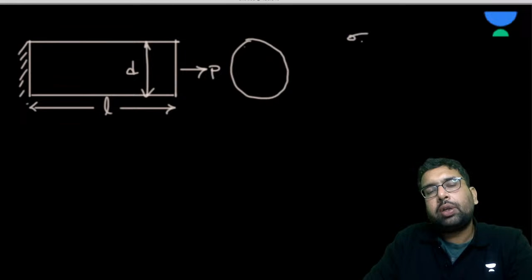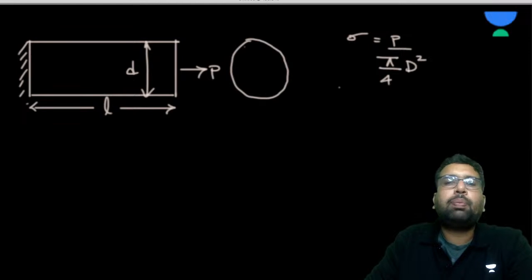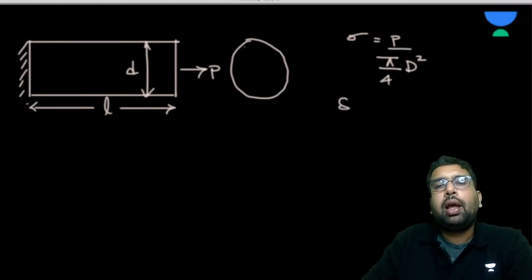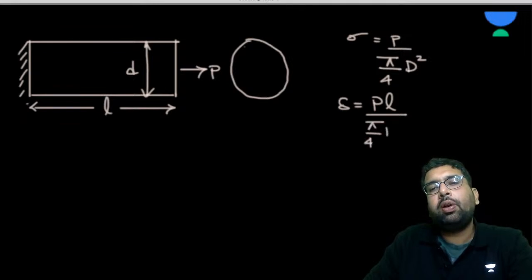So let's suppose D is the diameter. What is going to be the normal stress? It is going to be force upon area. Area, which one? Always the normal one. So sigma is equal to P upon pi by 4 D square, and delta is equal to PL upon AE. So which is the A here? That is pi by 4 D square into E, right?